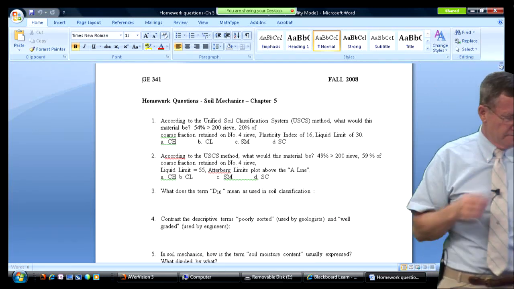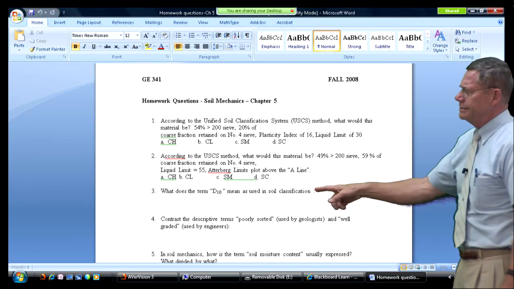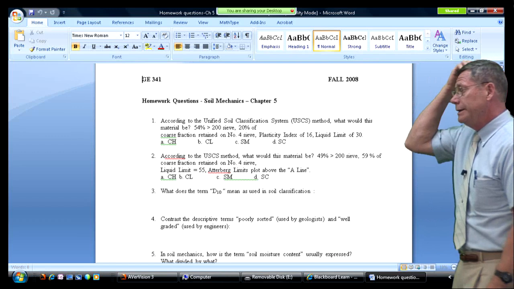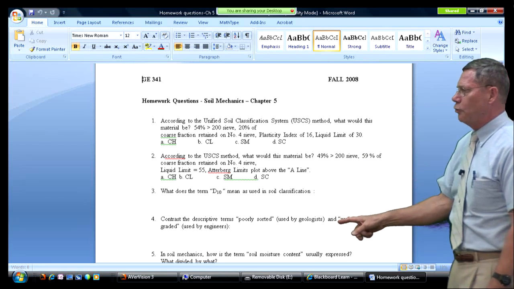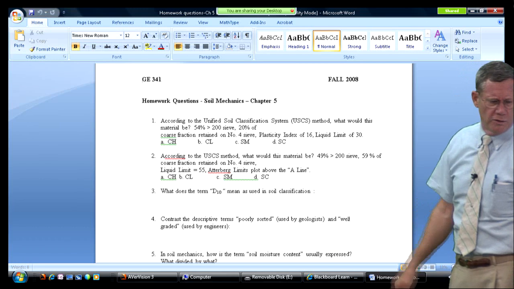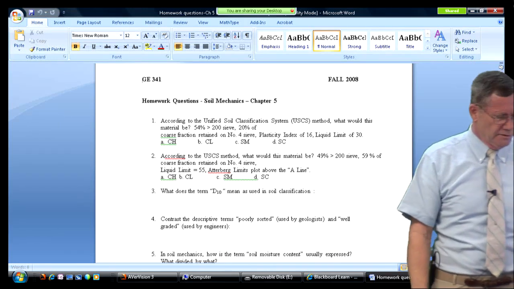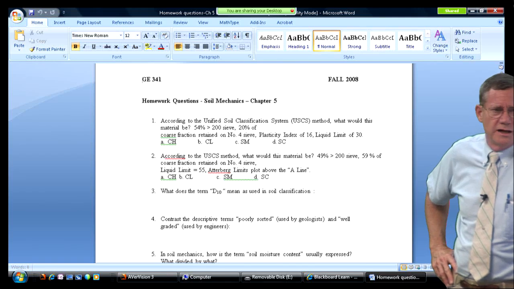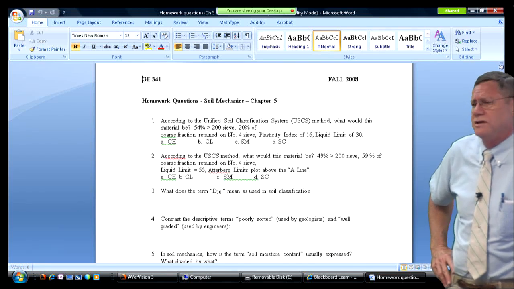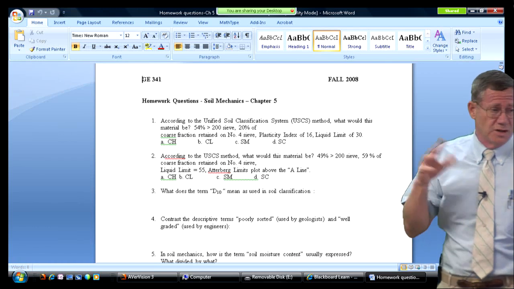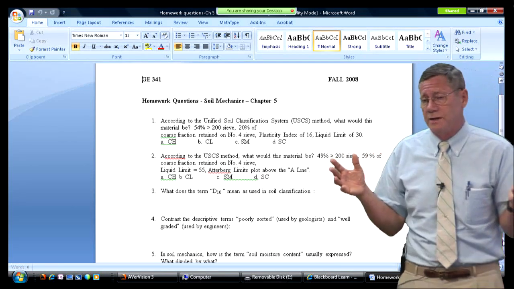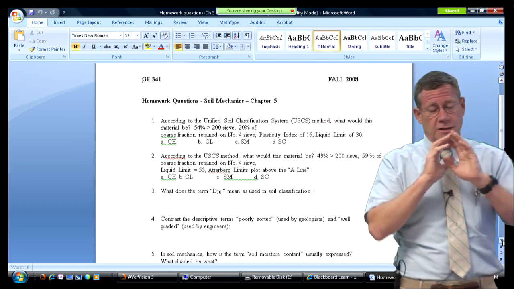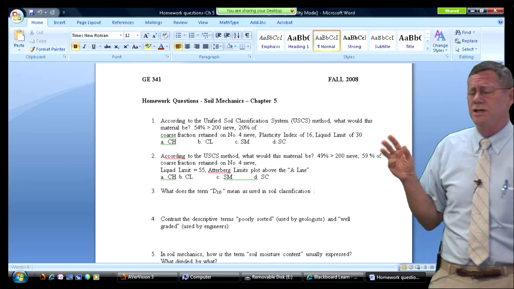And then know what the term D10 means. 10% finer than that size. That's a very important one to know. And then also realize that poorly sorted and well graded are the same thing. One's the parlance of geologists, the other one's the parlance of engineers. Now, if you're an engineering geologist, you're going to be using engineering descriptions. You're not going to be using geology stuff anymore. You got to get a lot of that geology stuff out. You give them a geology thing, and you're going to confuse them. So you want to use engineering terms.